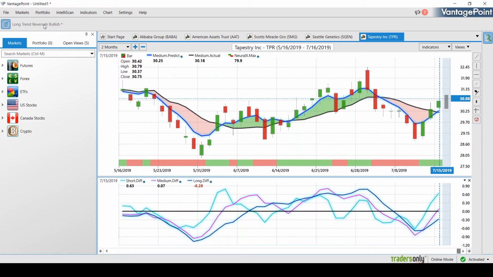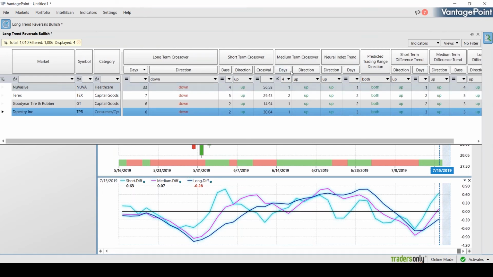Now you'll notice as we looked at this Intelliscan, we had the medium term set to less than or equal to 4 days. You can adjust that as needed. For those of you that are wanting to be a little bit more aggressive, you can customize this to your liking. Bring this down, maybe 3 days or 2 days, maybe even 1 day. If you just want to look at the 1 day crossovers for the medium term, you can definitely do that. But the concept is the same.